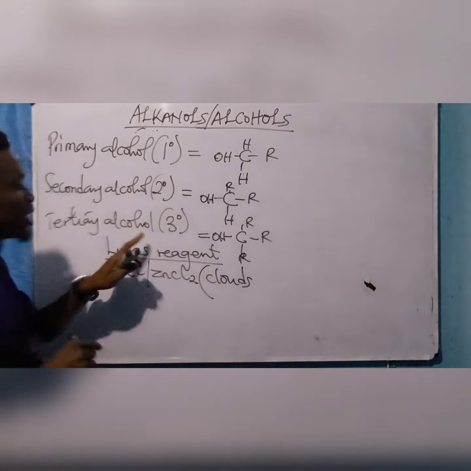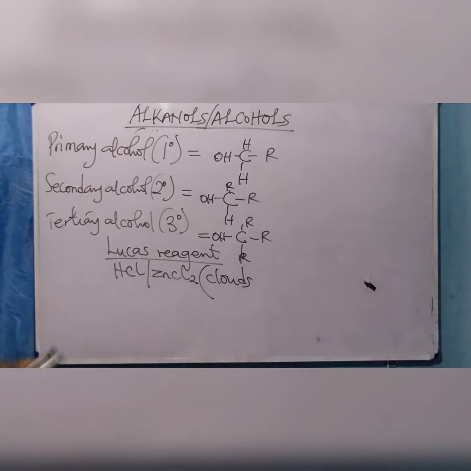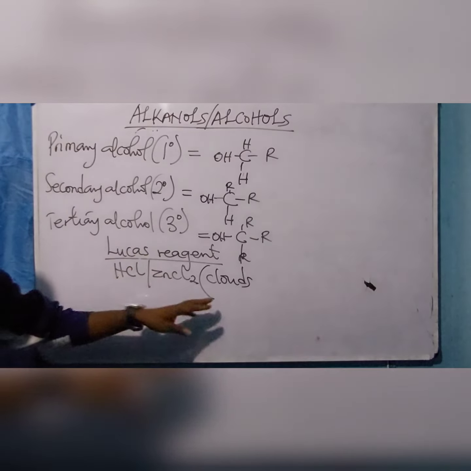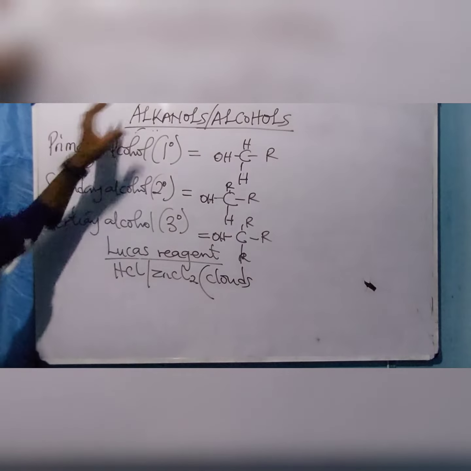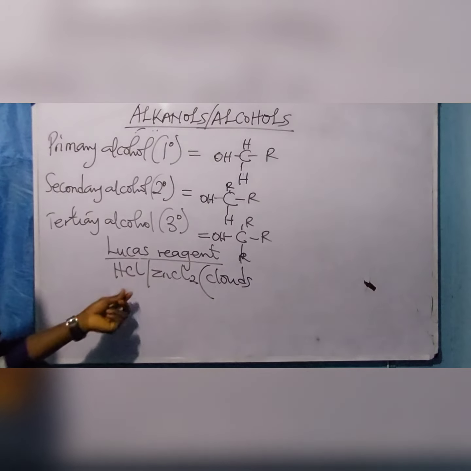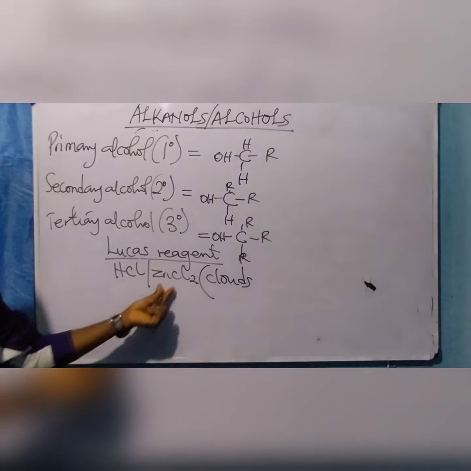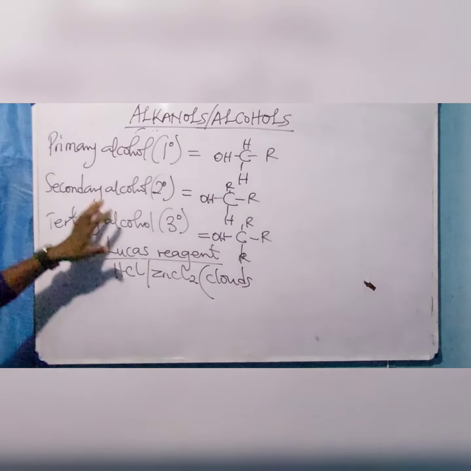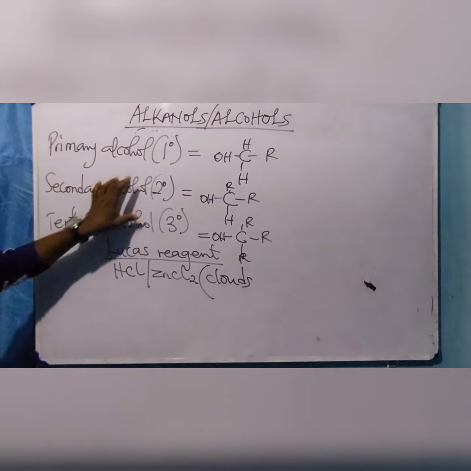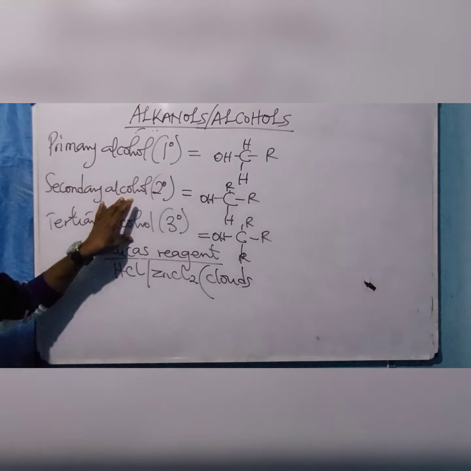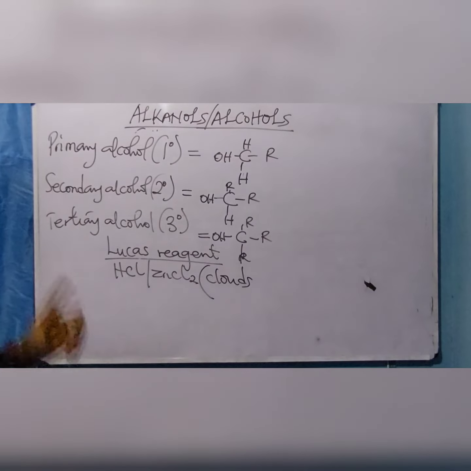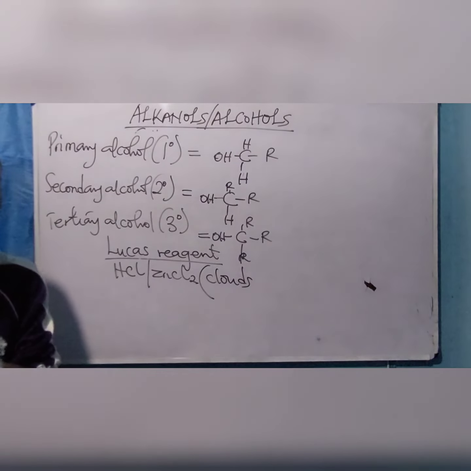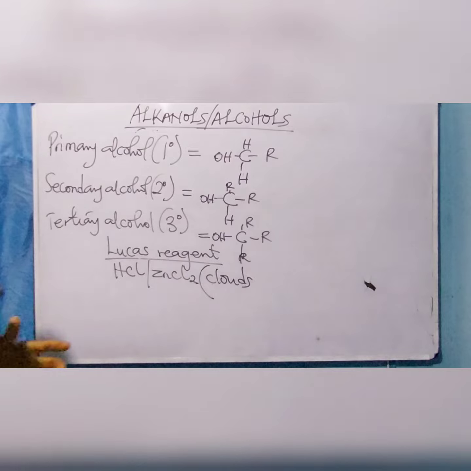Within seconds, it forms clouds. So which of them reacts faster with Lucas reagent? The tertiary alcohol. So please, this is the test for alcohols, Lucas reagent, which is a mixture of concentrated HCl and zinc chloride. So I've given the types of alcohol: primary, secondary, and tertiary, based on the position of the OH, and monohydric, dihydric, trihydric, and polyhydric, based on the number of hydroxyl groups present in the compound.